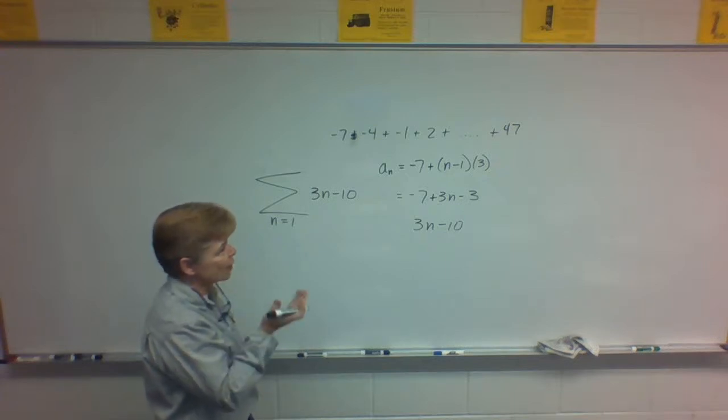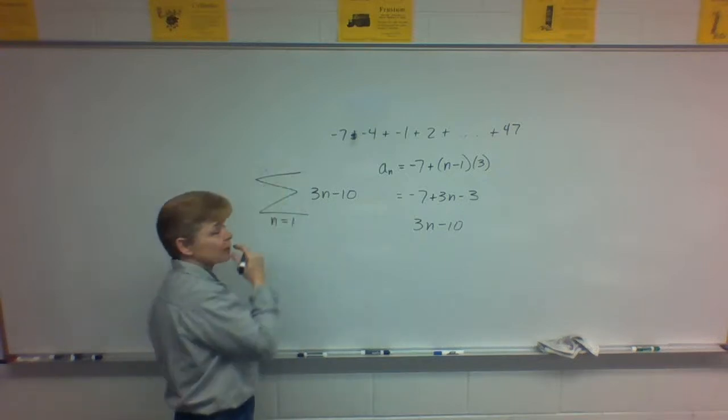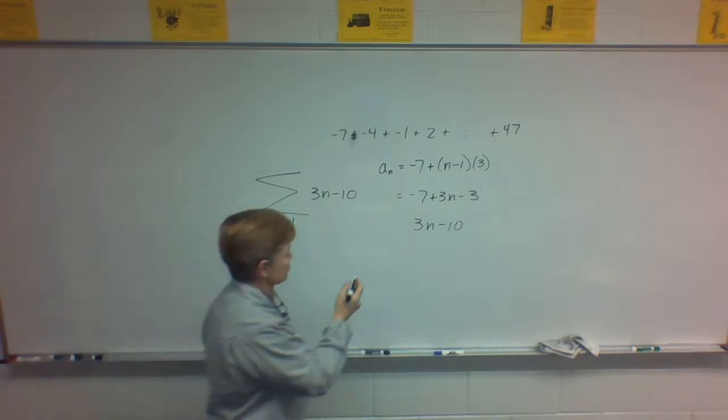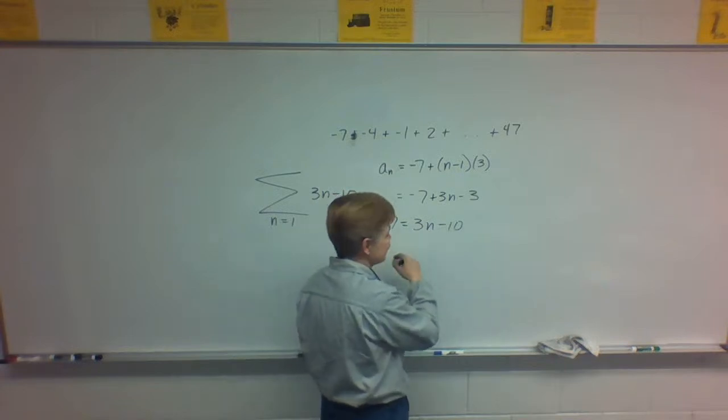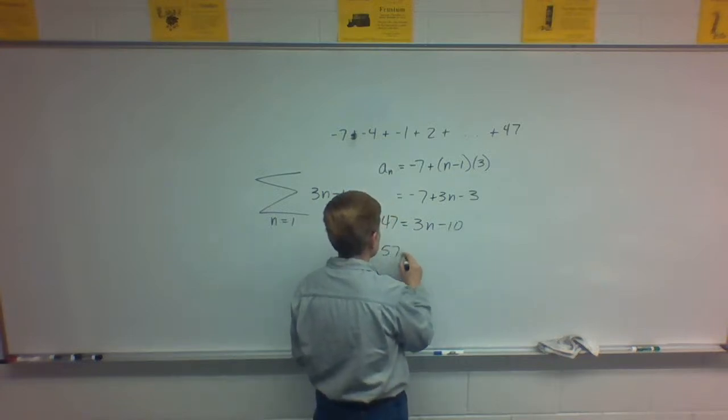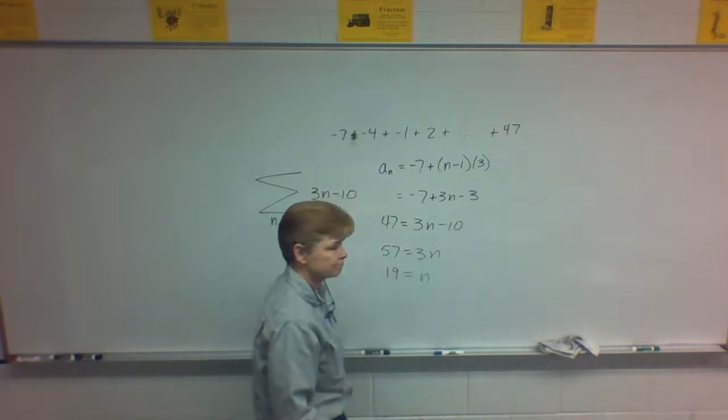How do we figure out how far we're going to count up to? That's what it has. Right. So you've got to put 47. That's the value of the nth term is equal to this. And figure out what n is. So it'll be 57 equals 3n. 19 equals n. You agree? Yep.